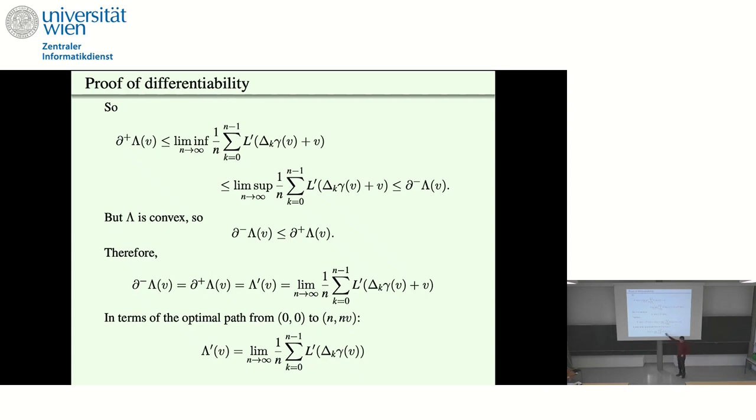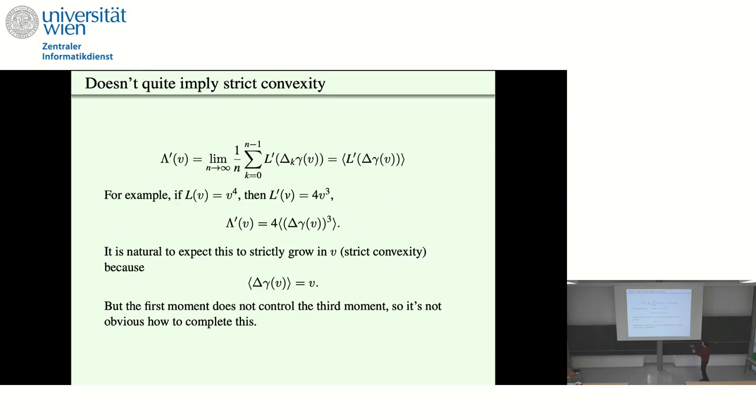It's tempting to say, well, maybe this points in the direction of strict convexity because as v grows, you will pick more and more of the... I mean, assume that L is a convex function, so its derivative is monotone. So as V grows, you should pick more and more of larger values of L. And so you would have something like this.